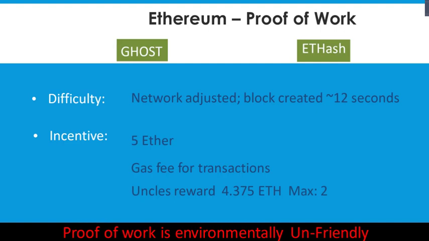The difficulty is network adjusted, and block creation time is 12 seconds. Difficulty is the level of how much time and effort it takes for that particular transaction. Block creation time is around 12 seconds. Incentives, I told you: when a miner mines and completes one particular block, he gets 5 ethers. But for doing that, he spends almost 2 to 3 ethers to get these 5 ethers, because he's spending his time, effort, electricity, equipment, and other things that cost a lot. So ideally, people go to countries where you don't need to bother about the electricity.